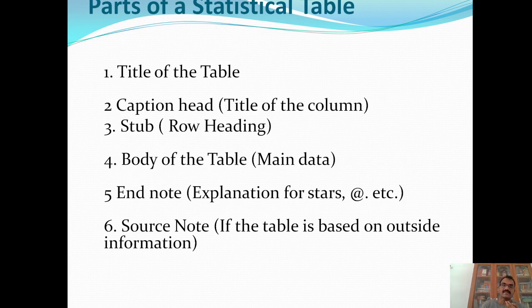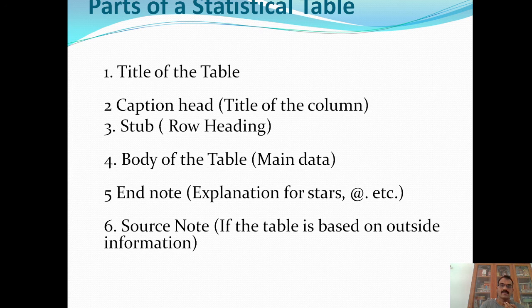Now we are going to discuss parts of a statistical table. First part is the title of the table. A proper title should be given to the table. Caption heads. In a table there will be columns and rows. Titles of columns are called caption heads. Row headings are called stubs. Body of the table. Main data will be given in the body of the table.